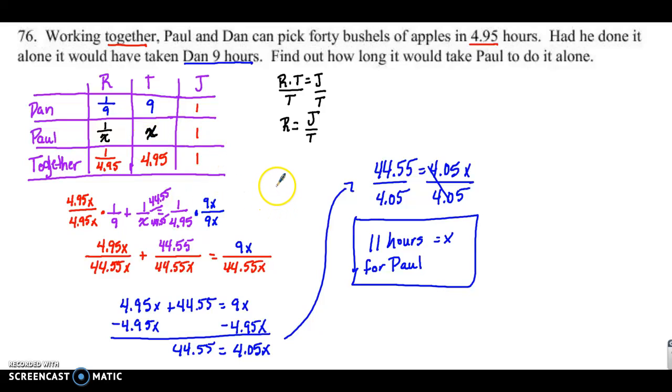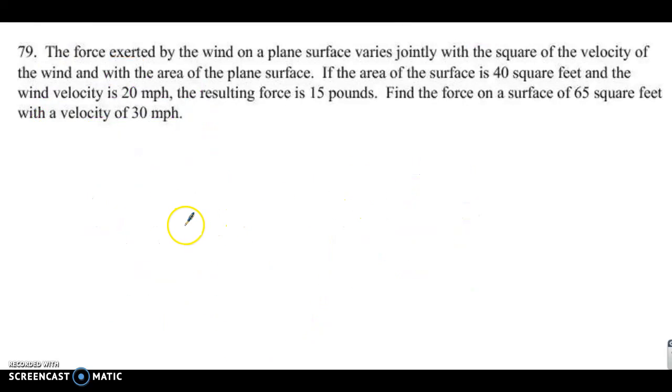That should help you to set up number 77 and 78, which are very similar to this problem. You just may have the x in a different spot, but the work is still the same. So give those a shot. Now, on these, it looks like a whole lot more words, but it's not really, as far as the equation is concerned. It's the information that they give us.